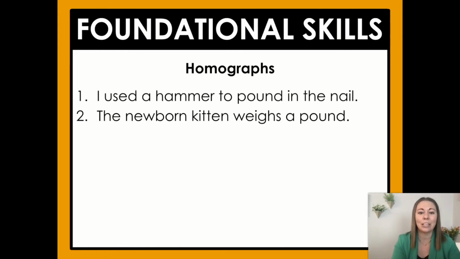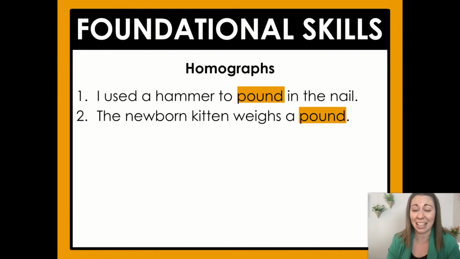And then another example, I used a hammer to pound in the nail. So if I'm going to use a hammer to pound in the nail, we're going to go bang, bang, bang. Probably not in your hand, right? But in the wall, when I'm hanging things up back there, I have to use a hammer to pound in the nail. And the newborn kitten weighs a pound. We're not talking about a pound. We're talking about weight this time, right? So in this case, we have the homographs of the word pound. They're both spelled the same. So we have pound the nail, and the kitten weighs a pound, but they have different meanings. This time, though, they're pronounced the same. That means that we say it the same. Say pound in both sentences.